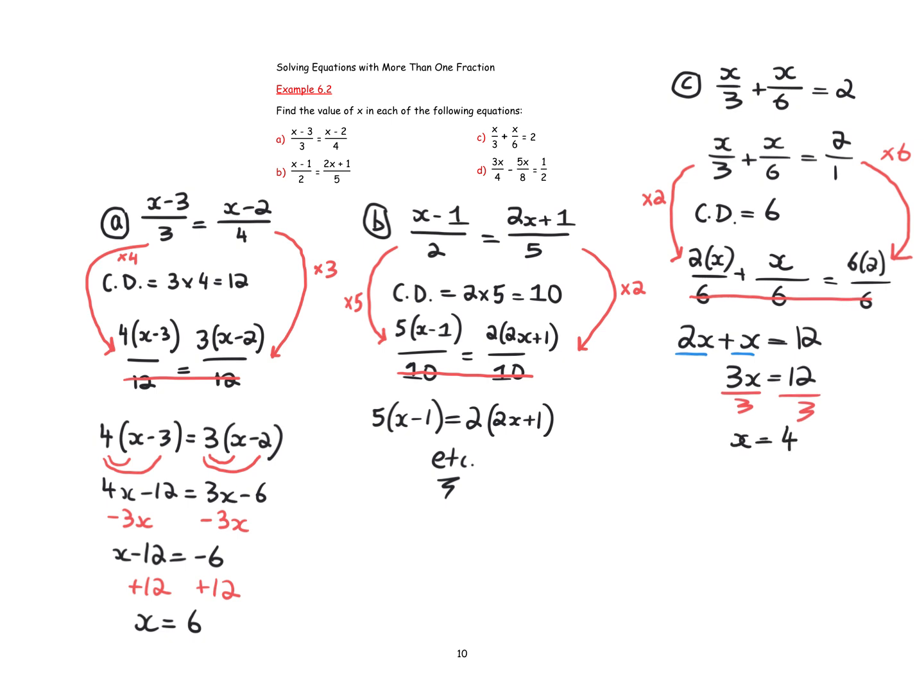Finally then, for D, we have 3x over 4 minus 5x over 8 is equal to a half. As usual, to solve this, we need to get a common denominator. The common denominator for this particular equation is going to be 8, as both 4 and 2 can be changed to 8 quite easily.